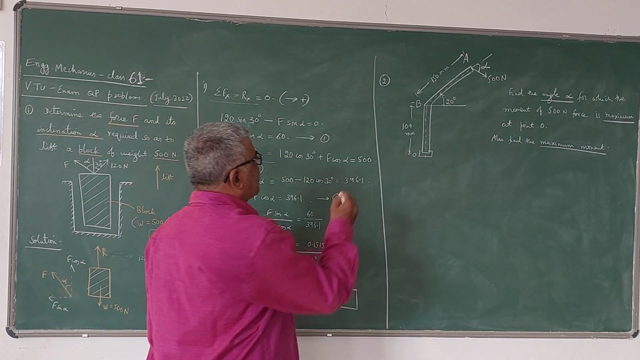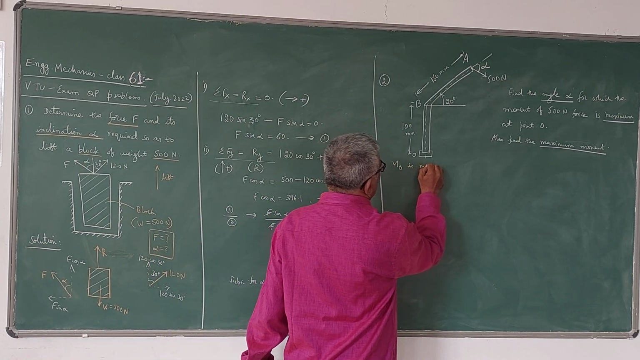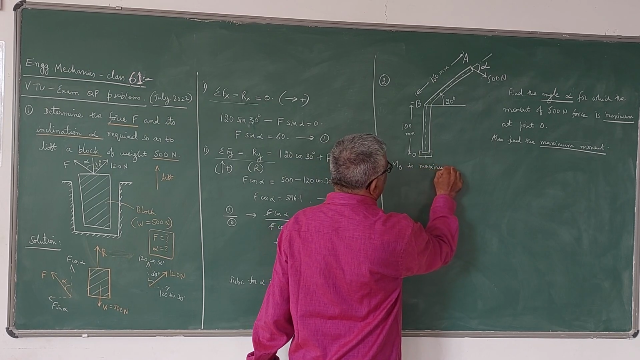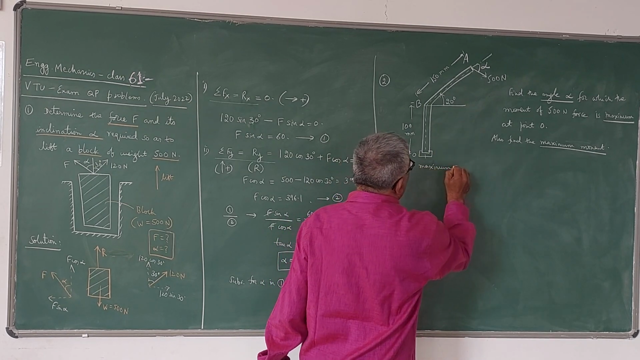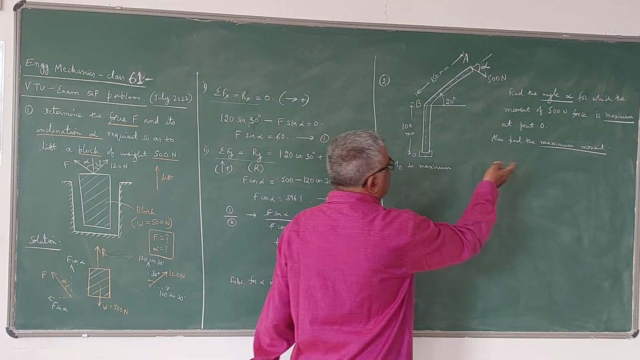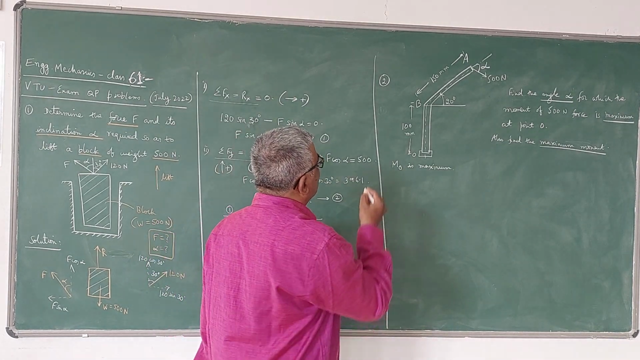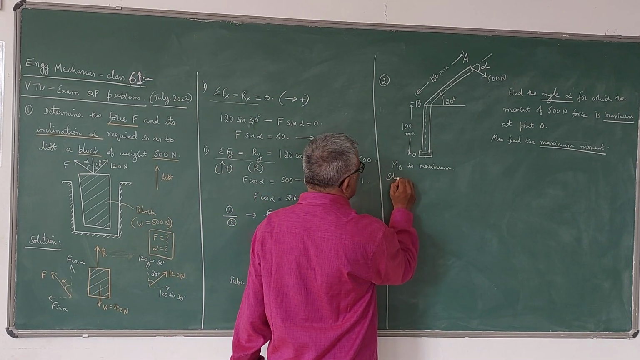That means MO is maximum. Moment at O should be maximum due to this 500 Newton force. Of course, only one force is given here. And then later on, after finding alpha, we have to find out the maximum moment value also. So the solution runs like this.